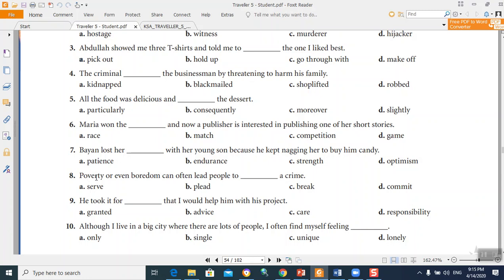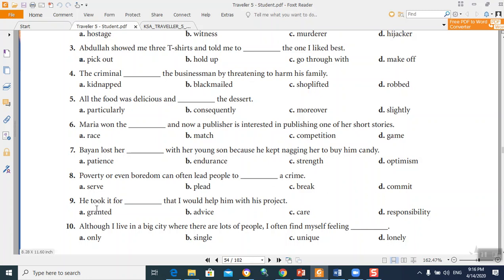Okay, number 8. Poverty, الفقر, or even boredom, الملل, can often lead people to a crime. Crime, جريمة. Lead, يقود الناس لارتكاب جريمة. So which word? Serve, plead, break, commit. So the word is commit a crime. يقترف أو يرتكب جريمة. Remember, commit a crime.